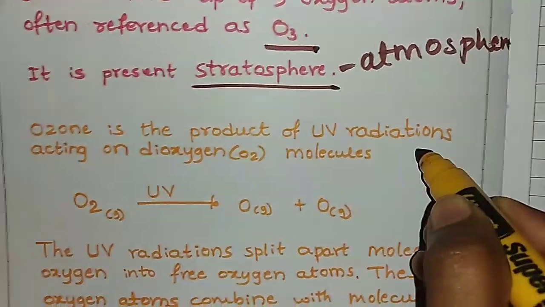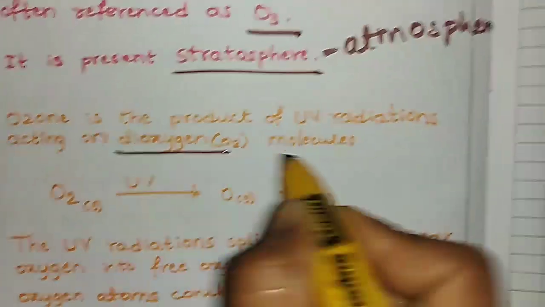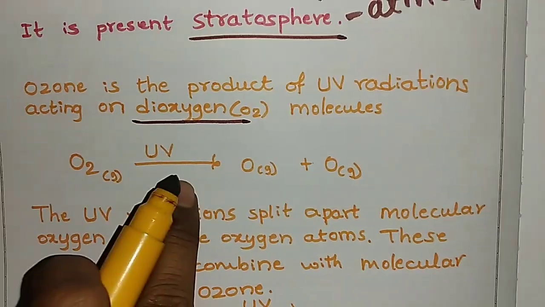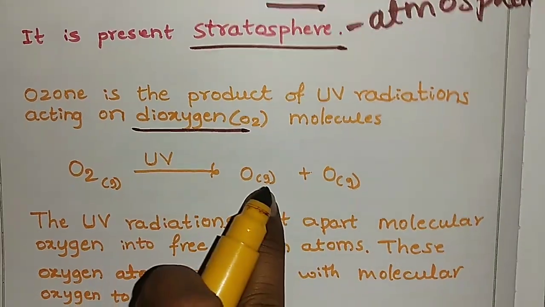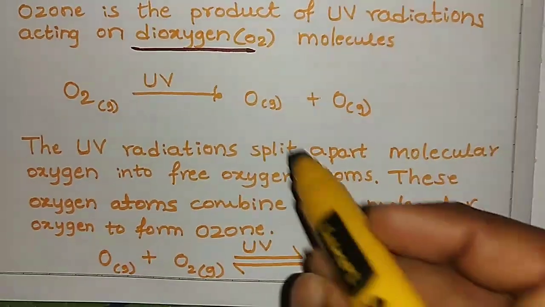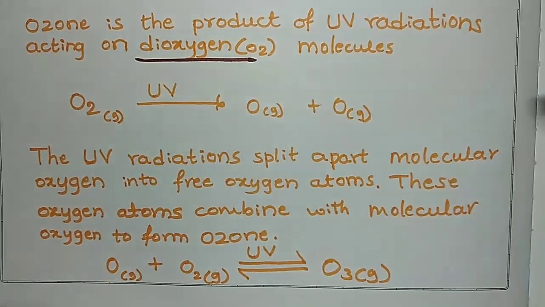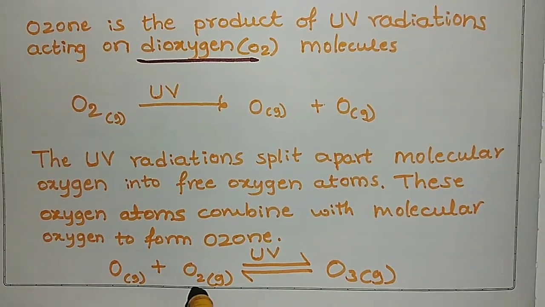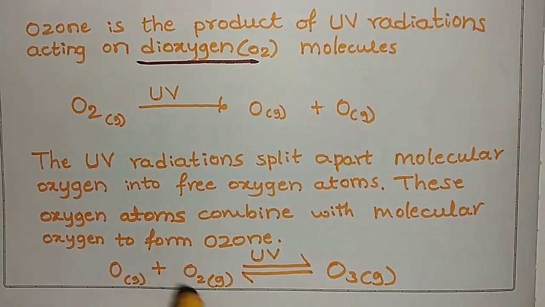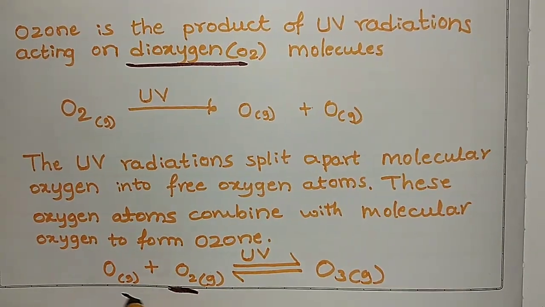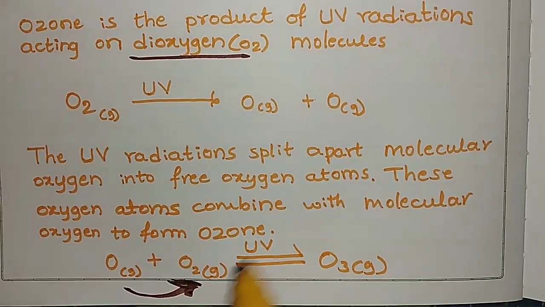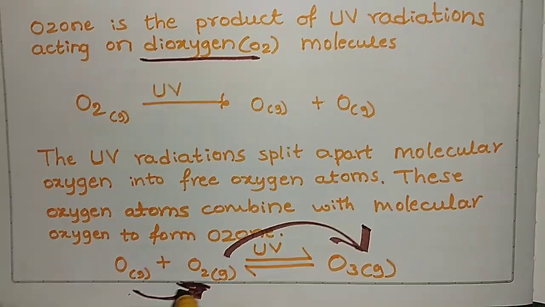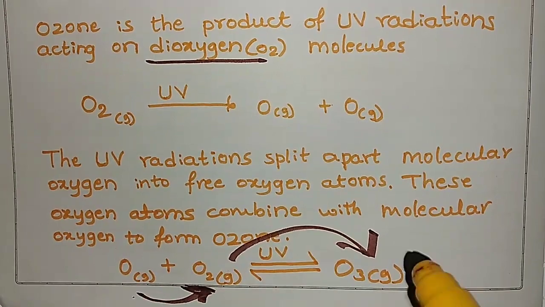Ozone is the product of UV radiations acting on dioxygen, that is O2 molecules. The reaction is: O2 reacts with UV radiation and forms free oxygen atoms. These oxygen atoms combine with molecular oxygen. One free oxygen atom reacts with molecular oxygen to form ozone.